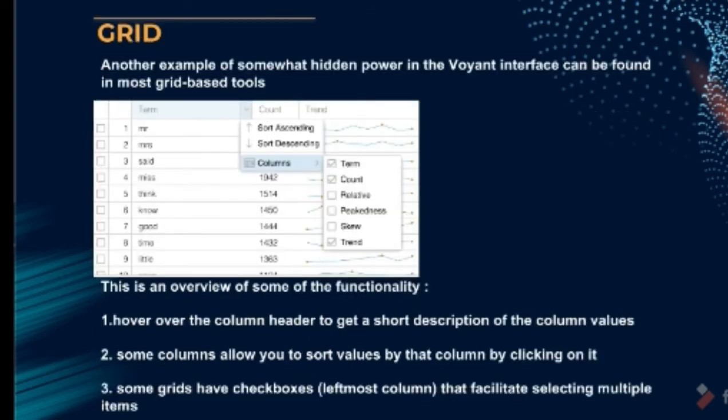Okay, next, grids. Another example of somewhat hidden power in the Voyant interface can be found in most grid-based tools. You can see in the picture an overview of some of the functionality. First, hover over the column header to get a short description of the column value. Number two, some columns allow you to sort values by that column by clicking on it. And the third one is that some grids have checkboxes, a leftmost column that facilitates selecting multiple items.